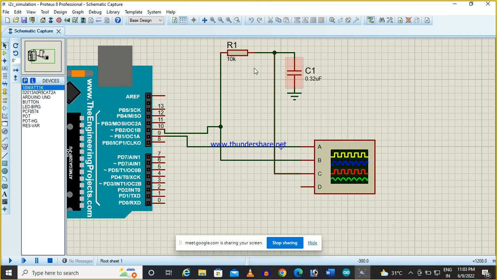You see here, this R and C, if you multiply and reverse, and then multiply by 2 pi, it will come to 50 Hertz only.